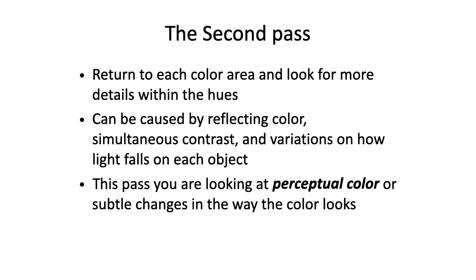So this can be caused by reflective color. Sometimes you'll have some of the paper maybe deepen your shadows with blue or lighten your shadows with yellow. It can also be simultaneous contrast, using the complements within your shadows themselves. You can focus in on variations in how light falls across each object. This pass, you're looking for perceptual color, or subtle changes in the way that color looks.